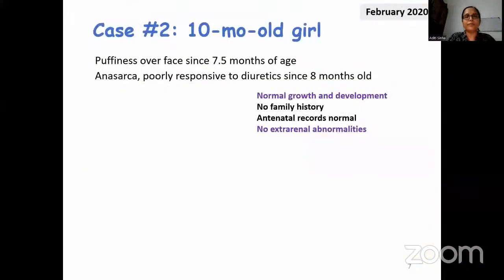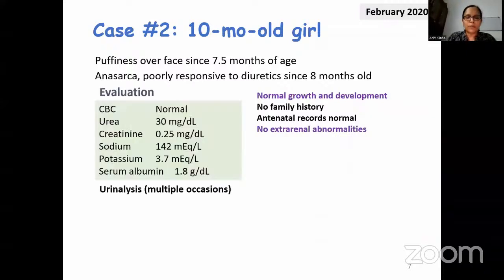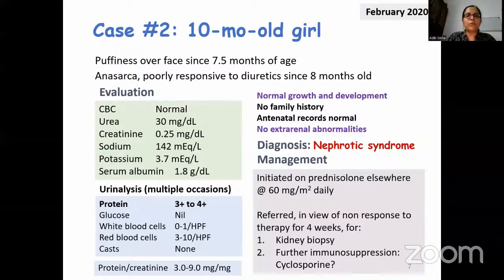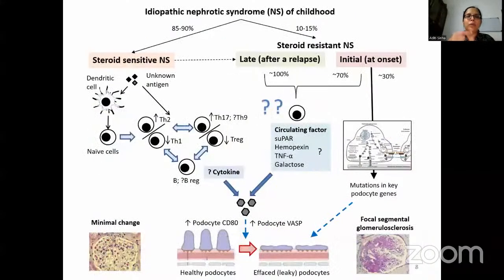We come now to our second case, which is that of a 10-month-old girl who presented to us with puffiness of face since 7.5 months of age, with typical features of nephrotic syndrome on evaluation elsewhere, and had been managed as a nephrotic syndrome patient, initiated on prednisolone therapy, and given that there was no response to 4 weeks of corticosteroid, she was labeled as initial steroid resistance and referred to us. The referring physician had thought that we would be starting therapy with a calcineurin inhibitor, and we would also be performing a kidney biopsy. Now, why would we be doing that?